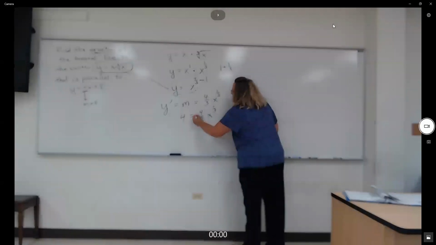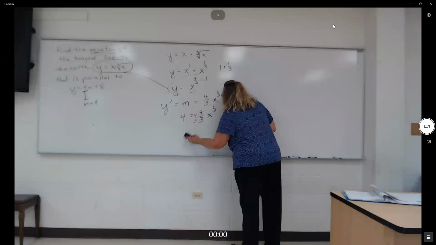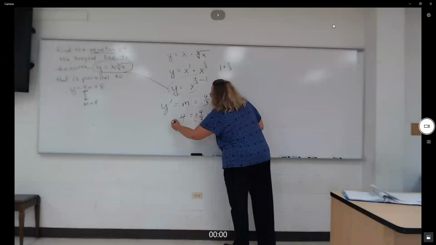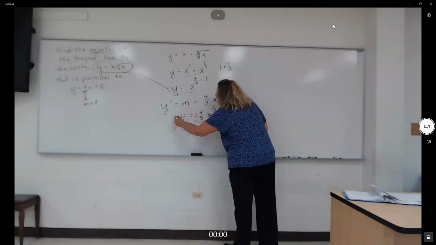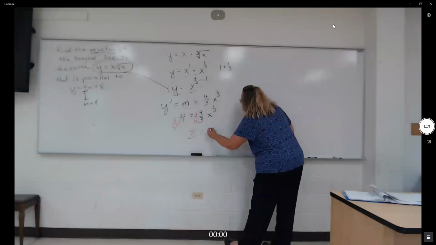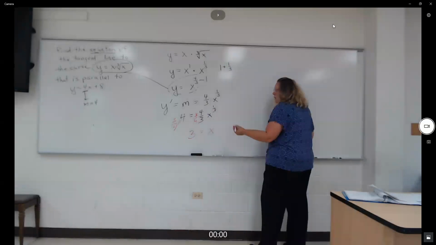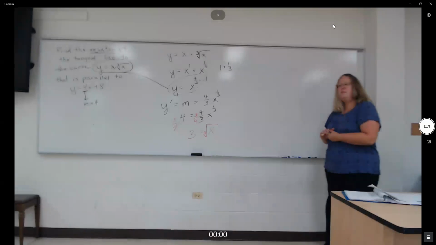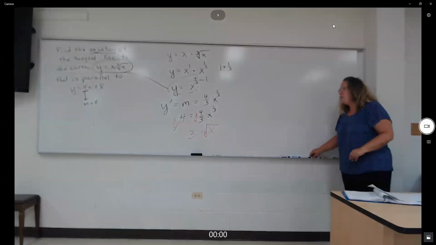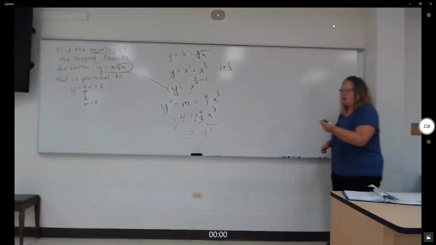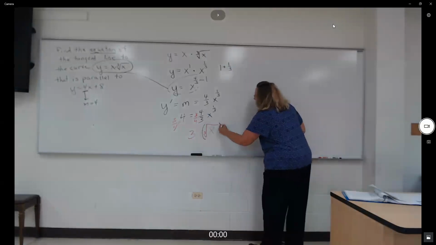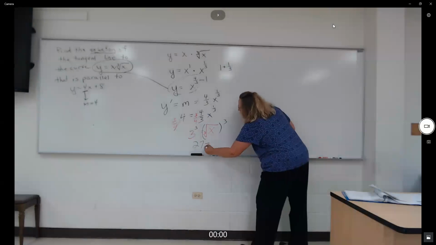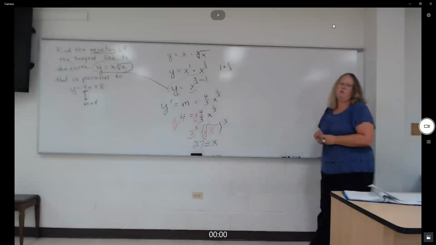Multiply by 3/4, multiply by the reciprocal. The 4's cancel, and so you have 3 equals x to the 1/3, and you can leave it like that. If you want to change it back to a cube root of 3, that might be easier to reference. How do you get rid of a cube root? You cube both sides. And so 27, 3 cubed, 27 is equal to x.